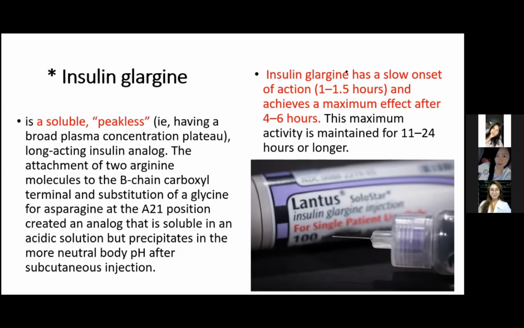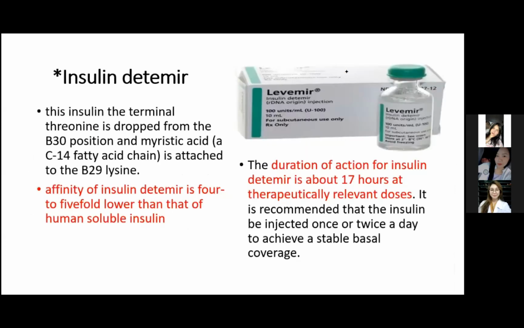So this insulin has a slow onset of action at 1 to 1.5 hours and achieves the maximum effect after 4 to 6 hours. The maximum action of this kind of insulin is maintained for 11 to 24 hours or longer. Another one we have is insulin detemir.